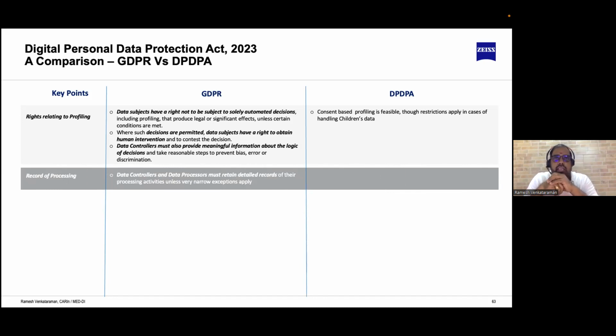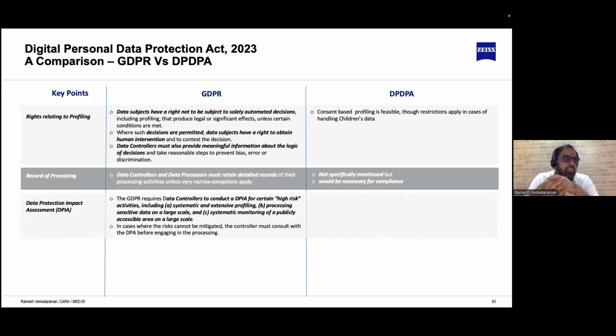Records of processing, there is a separate criterion, right? With fewer than 250 employees, you need not worry about it in GDPR, but otherwise they must maintain detailed records of their processing activities, whereas in our case it's not specifically mentioned. However, as a best practice, it would be necessary for compliance. If a significant data fiduciary has to go for a planned audit by an independent auditor at regular intervals, obviously you need to have the records, right? Even though it is not mentioned, this is an interpretation. But I'm sure in the first of the legal cases, all these things would emerge, right? That's how we have seen it in any law.